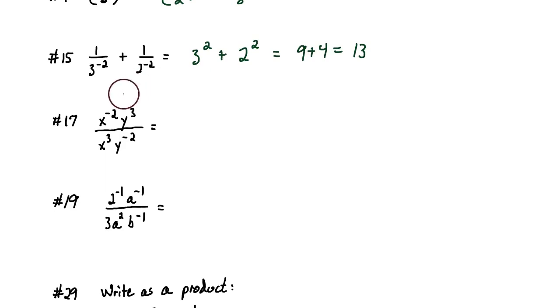Number 17, we have division. So let's apply the rule about subtracting the exponents. First with the x's. Negative 2 subtract 3 is negative 5. Now let's work with the y's. 3 subtract negative 2 is 5.